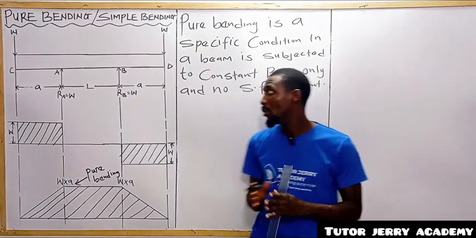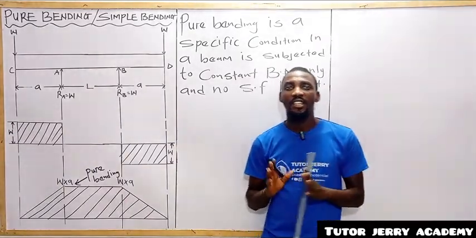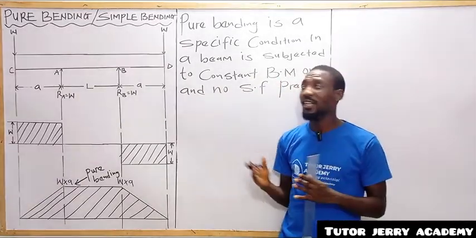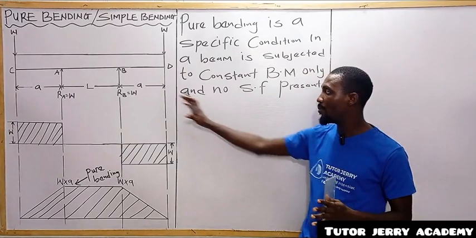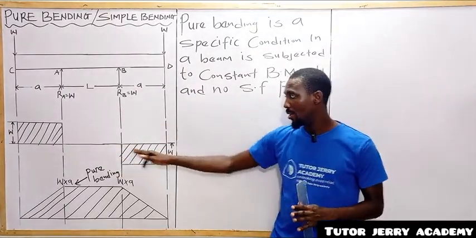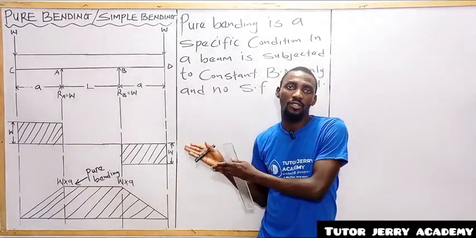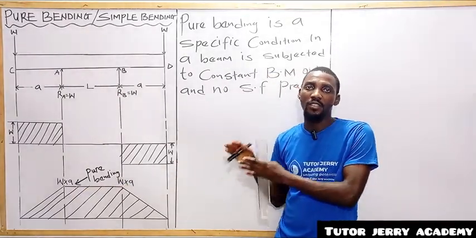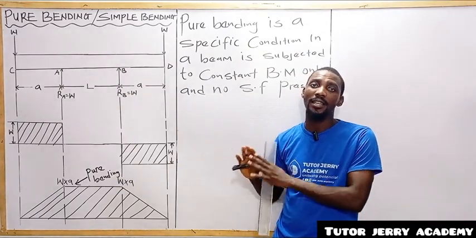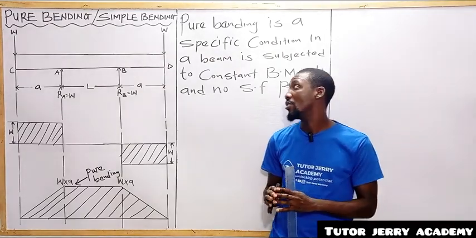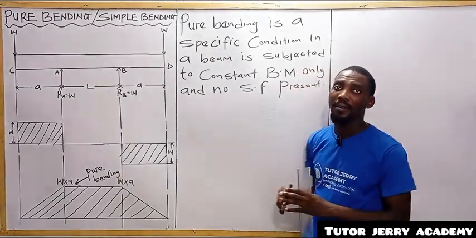So I hope you understand this concept. If you are asked what you understand by pure bending, I hope you can just picture this diagram: no shear force, constant bending moment. So it's a situation whereby a beam is subjected to a constant bending moment only, and no shear force. So that is all about pure bending.